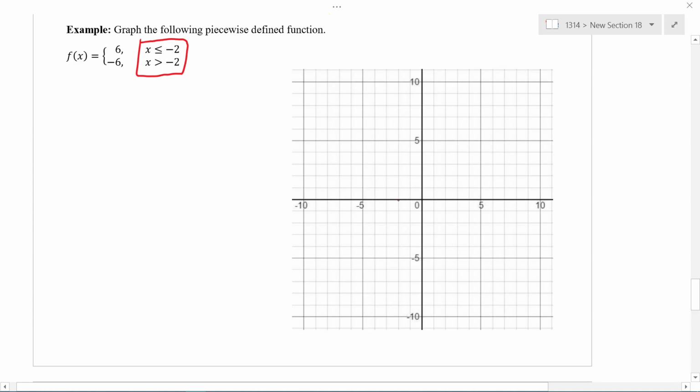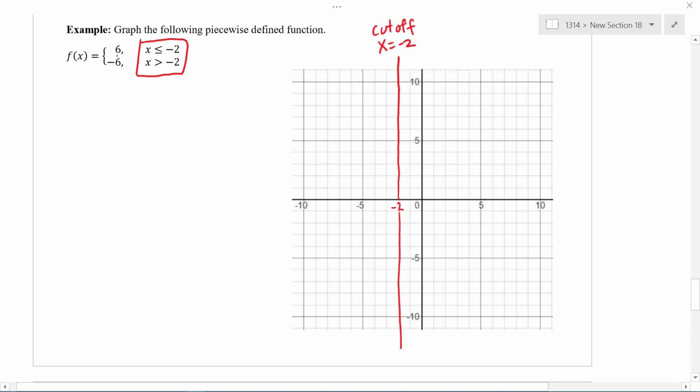So I'm going to find negative 2 as an x value on my x-axis. I'm going to draw a vertical line that goes all the way up and all the way down from there. Okay, so this x equals negative 2 is what we call that cutoff x value for those piecewise functions. Now we're going to decide which equation goes to the left of that line and which equation goes to the right.